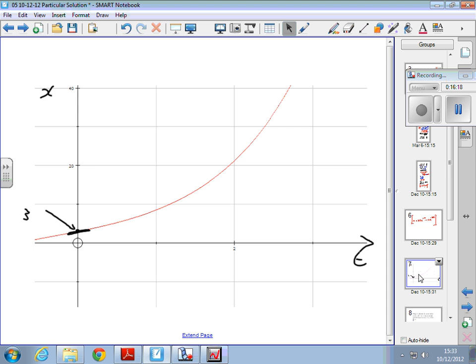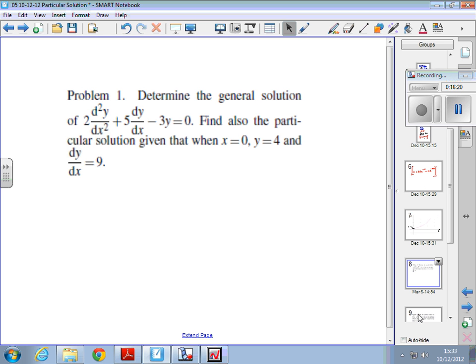Okay, what I want you to do now is to look at this question. There are a few of these questions, so have a go at this one on your own now. Follow exactly the same steps as we just did for this particular problem. You've got a second order differential equation here, and you're given some initial conditions. When x equals 0, y equals 4, and dy by dx equals 9. So exactly the same idea. When you've done it, plot it on Autograph and see what it looks like.